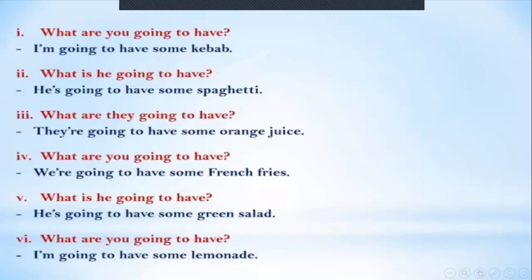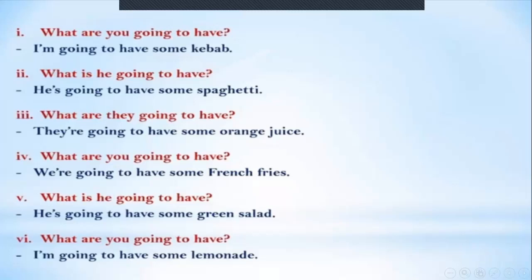Question number 3. What are they going to have? Here, my students, we begin our answer with they. They are, plus verb to be are, plus going to, plus verb in infinitive. They are going to have some orange juice. Question number 4. What are you going to have? Here we change subject you into we in the answer, because subject you in the question, we can change it into I or we in the answer. We are going to have some French fries.